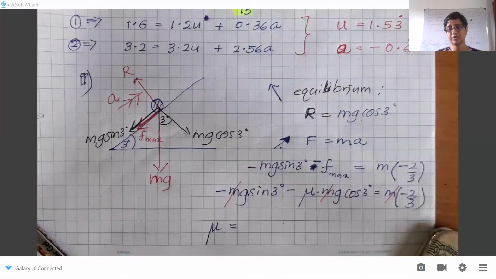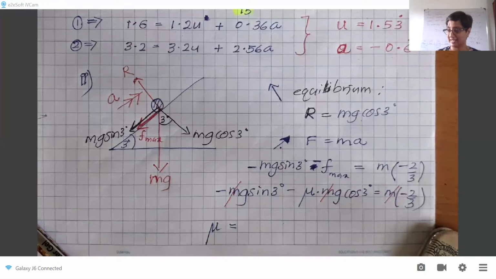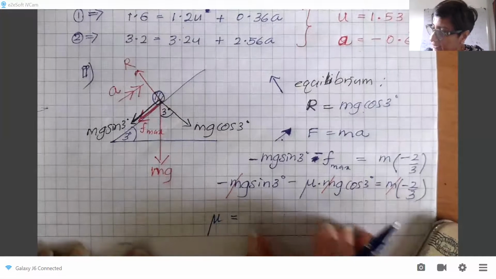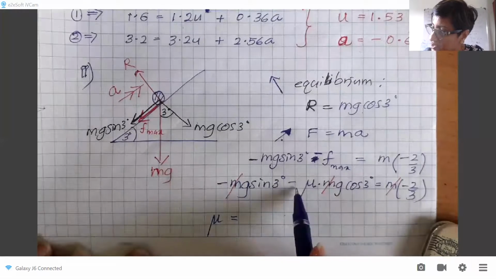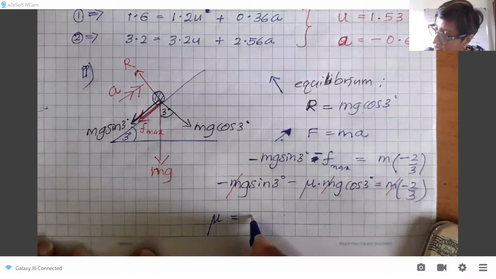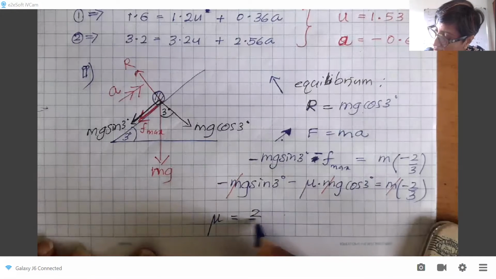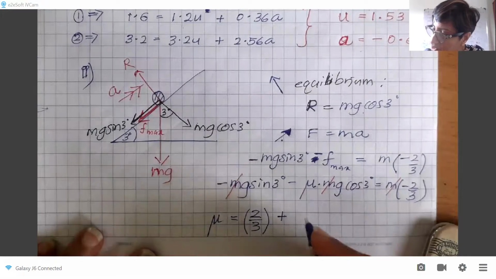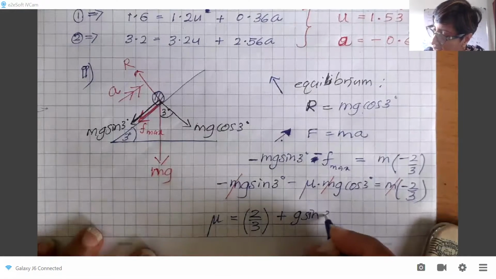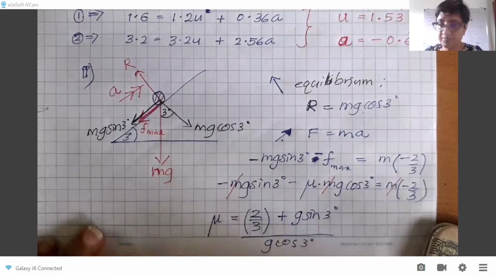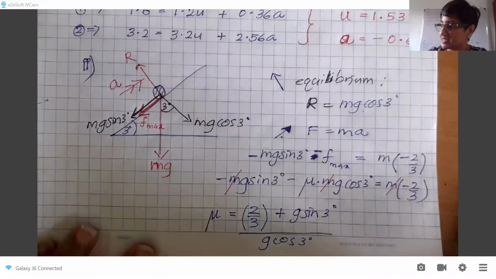Okay, Malik has 0.0144. I don't know, let's see. If I make mu the subject here, the minus sign also I can cancel off. I can divide by a minus sign. It's going to be 2/3 plus g sin 3, the whole thing divided by g cos 3. This is what you have to put into the calculator. Hatri says that is right.